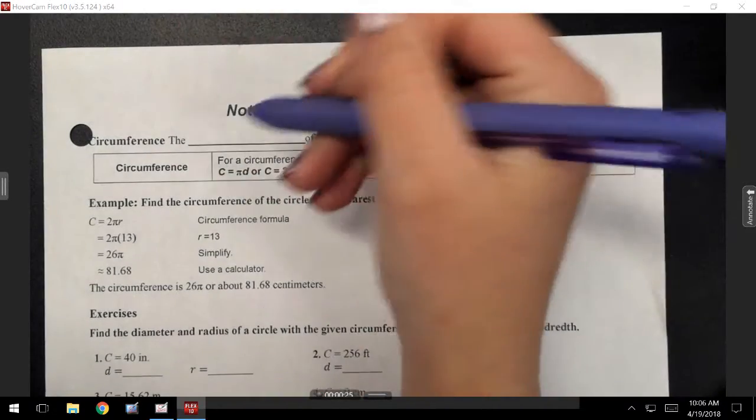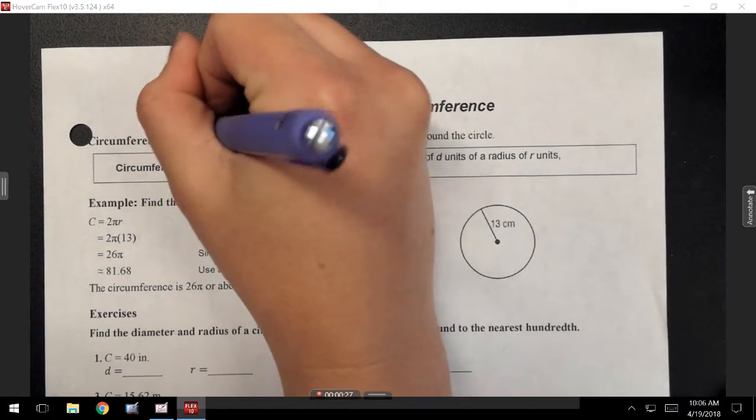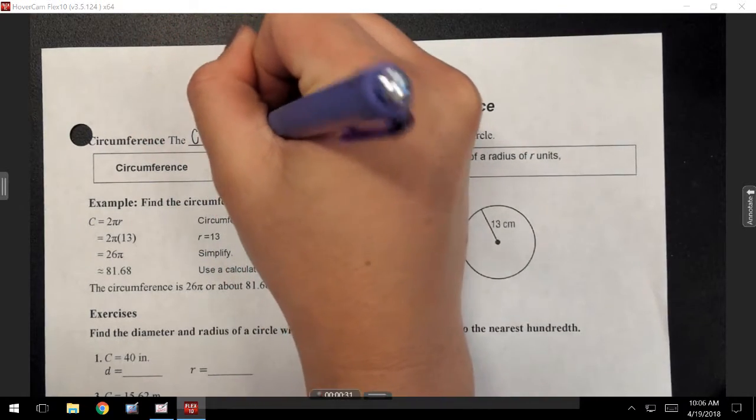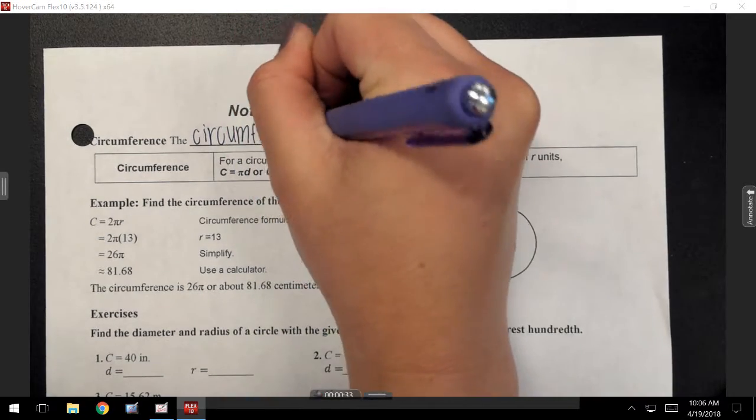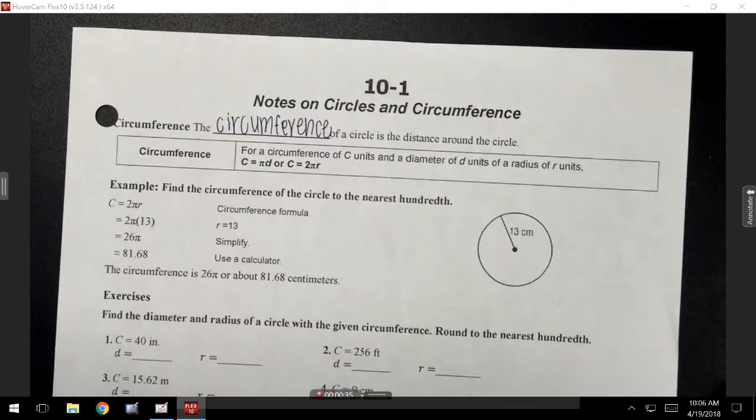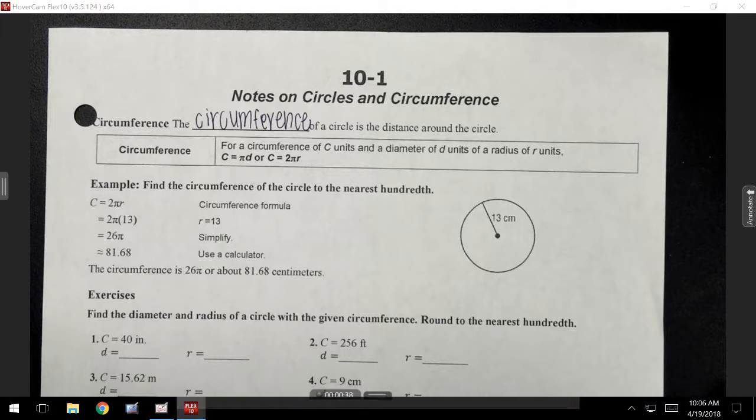So, the circumference, write circumference right here. The circumference of a circle is the distance around the circle. Here's how I remember this. Do y'all like pizza? What's on the outside of pizza? Crust. And it starts with a C. And circumference starts with a C. The crust of a circle. So the circumference is finding the distance around the circle. Crust is on the outside, circumference is on the outside.